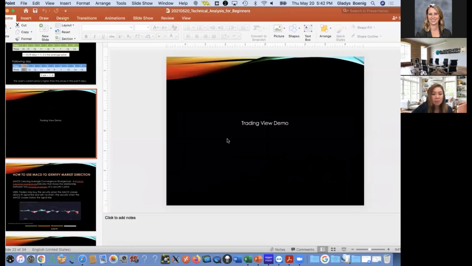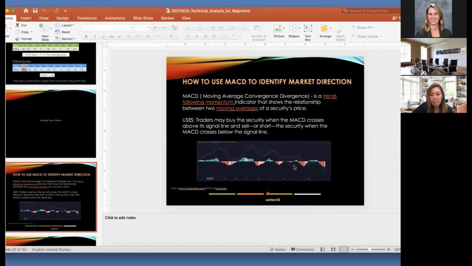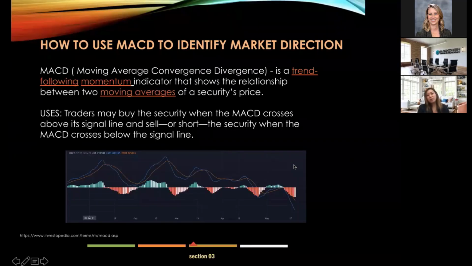Okay, so the next topic is MACD. Now that you guys know what moving averages are, we're going to move on to MACD. MACD stands for Moving Average Convergence Divergence. Convergence means getting together. You know what moving averages are, so now we just have to worry about the convergence and divergence side. This is a trend-following momentum indicator that will tell us where the stock price is going.